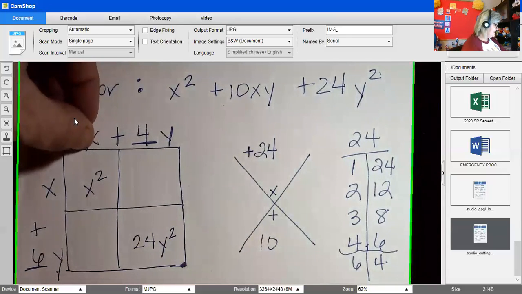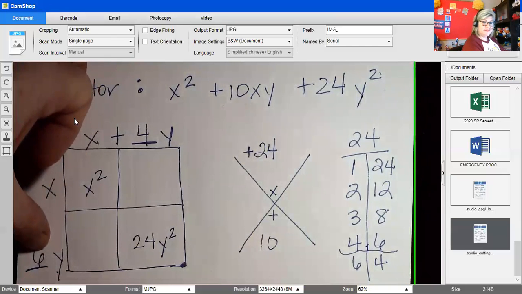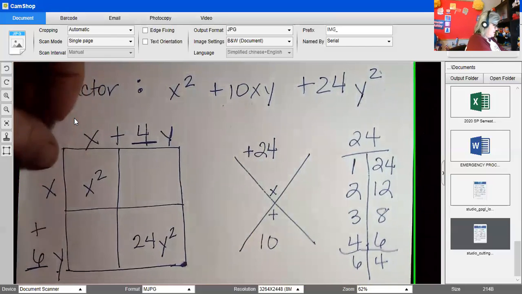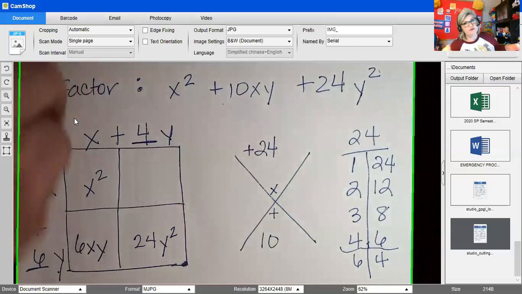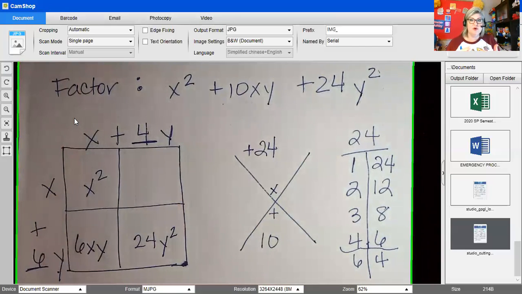So we have x times 6y. That's simply 6xy. Now some of you in some of your work and even in the Zoom session that we did yesterday, I noticed that you said 6yx. Well, our standard nomenclature is that you list your coefficient and then your variables in alphabetical order.